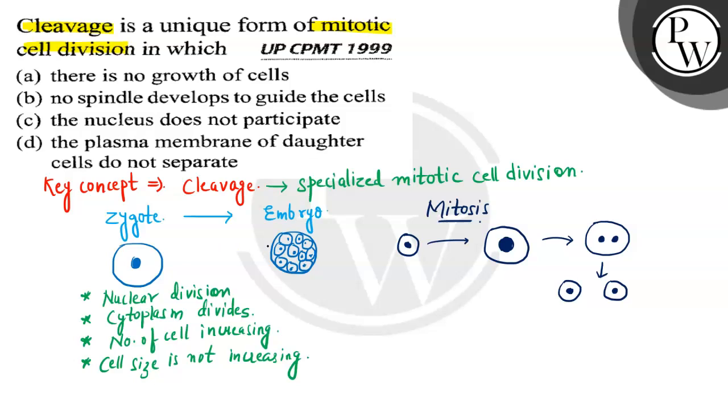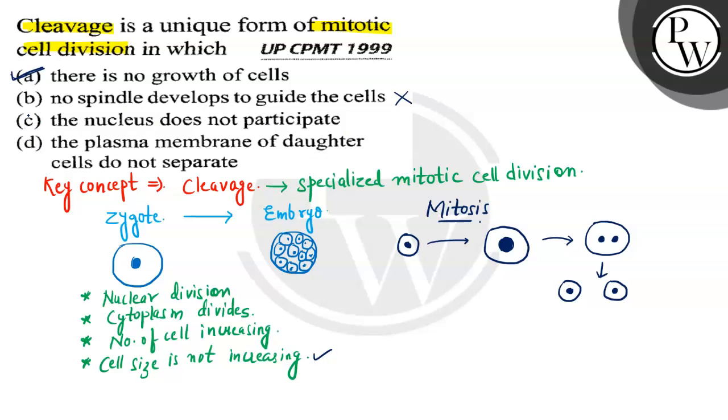Okay, let's look at the options. The first option here is there is no growth of cell. Absolutely correct, because here the cell size is not getting increased. That's why this is the correct answer. Now, option B is saying that no spindle develops to guide the cell. That means spindle fiber formation does not happen. If spindle fiber development does not happen, then the nucleus will not divide. So this option is wrong.